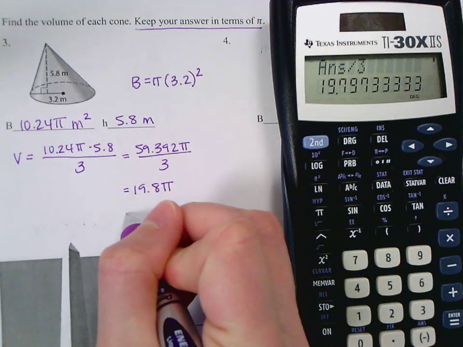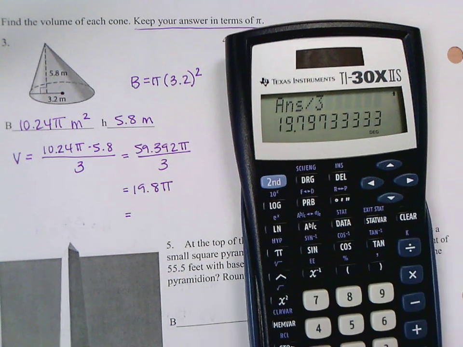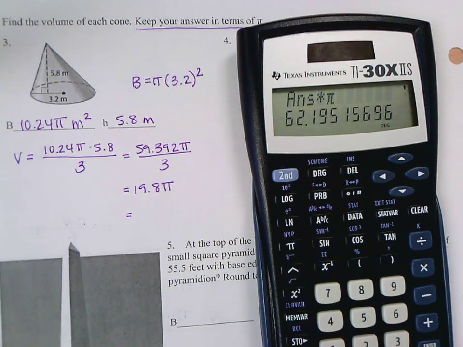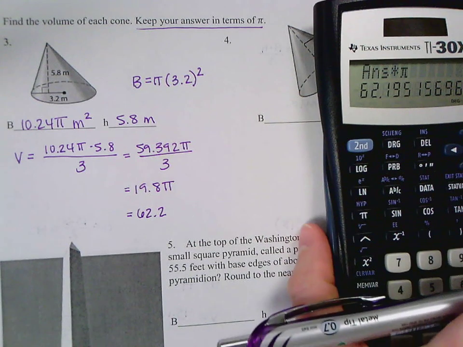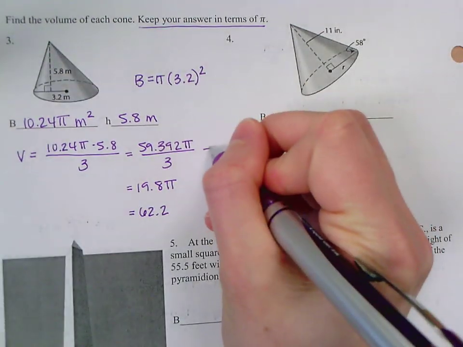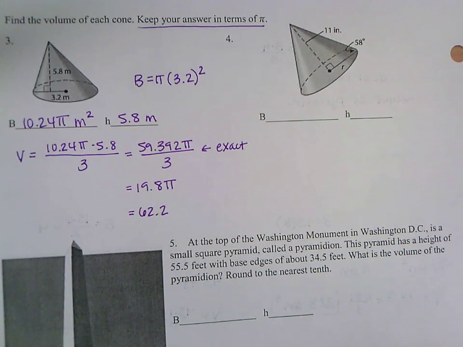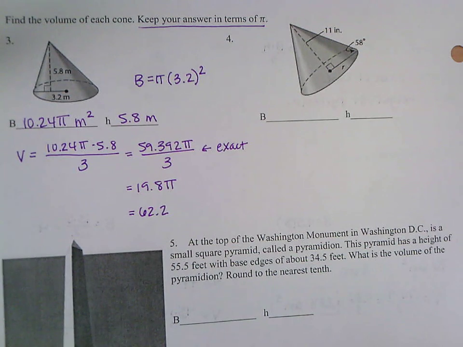And then if I wanted an actual fully rounded answer like you've been giving, then you would multiply that by pi. So if I multiply this times pi, 62.2 would be a fully rounded answer. So this answer here would be fully exact. Okay, there's no rounding at all in this answer. That's a fully exact answer.